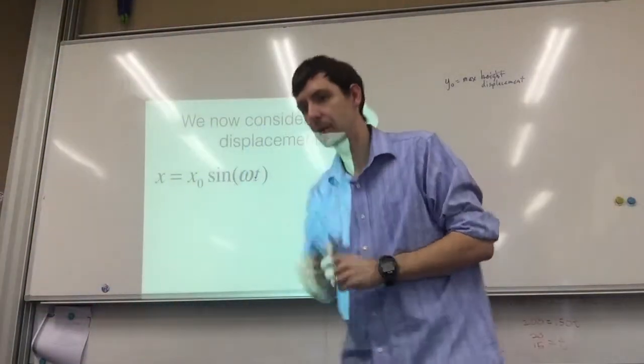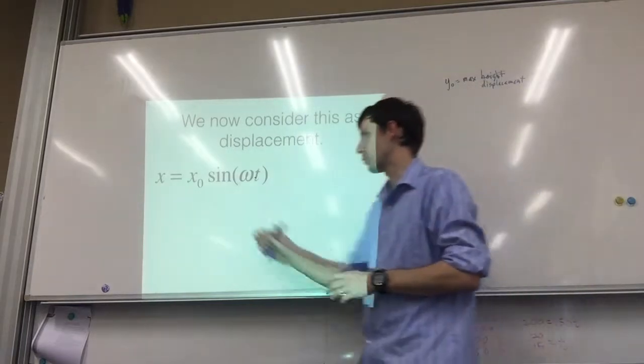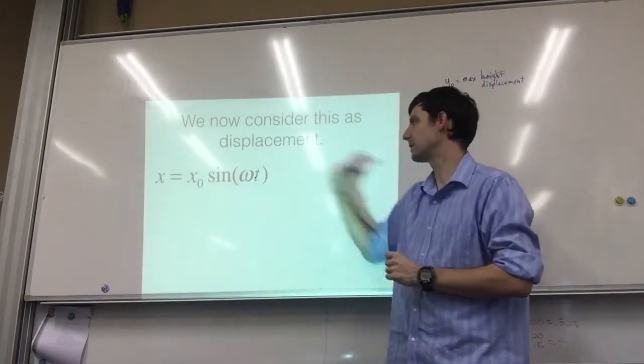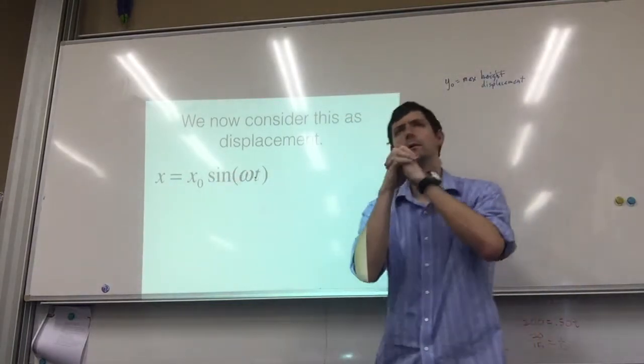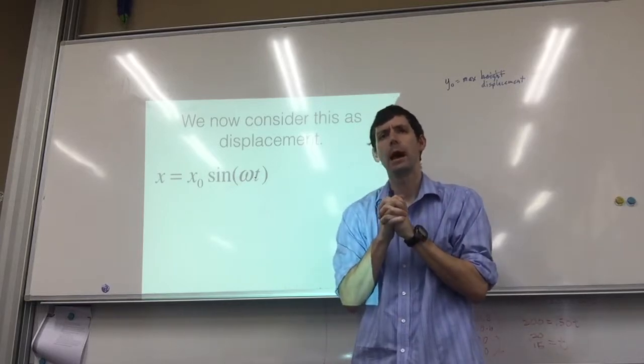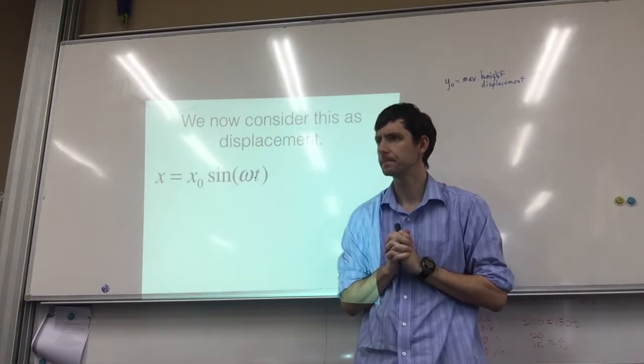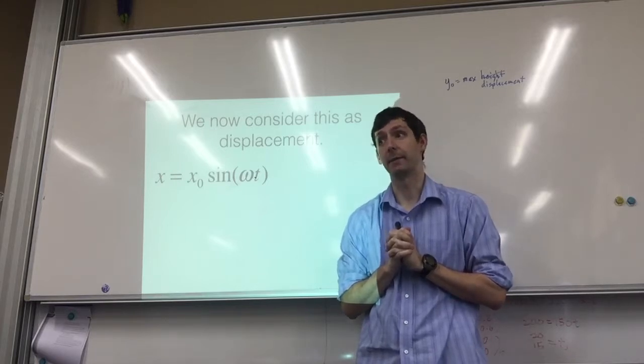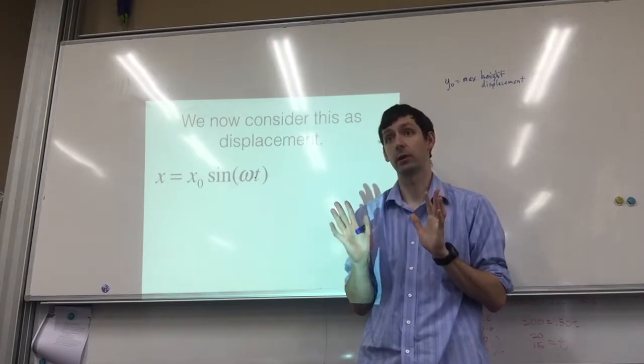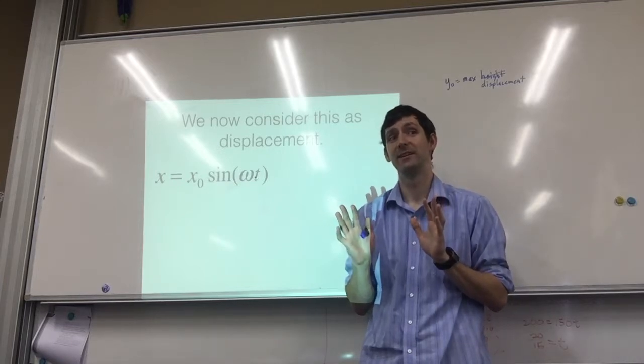All right. So we're going to consider that as displacement. We're going to have x equals x naught sine omega t. How do I get velocity from displacement? You're going to have to think way back to kinematics. Yeah, I did just say the K word. Kinematics.